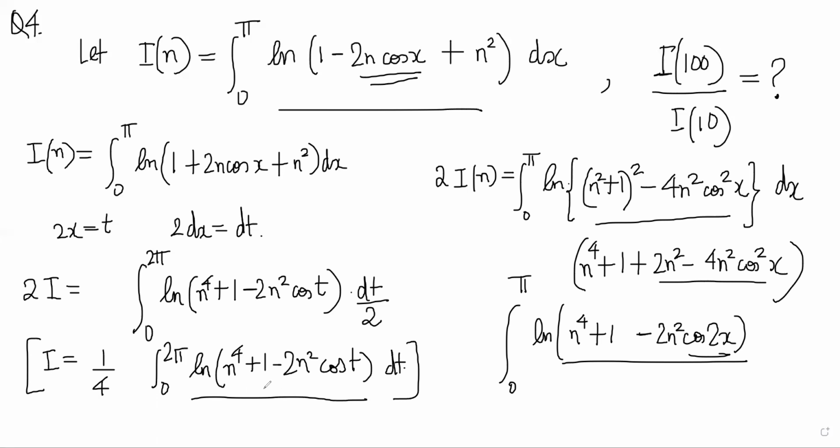Correct. I of n squared. I of n square would be 1 plus 2n square and n power 4, right? Yeah. But the only thing is that this is 0 to 2 pi, this is 0 to pi. So we should change that.